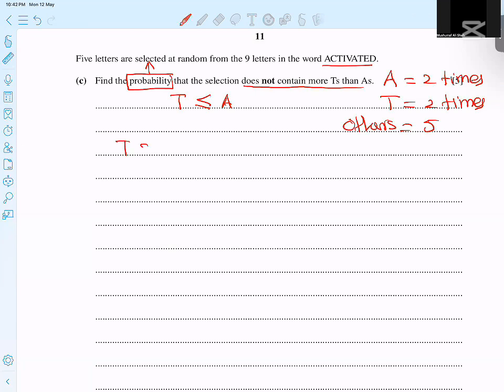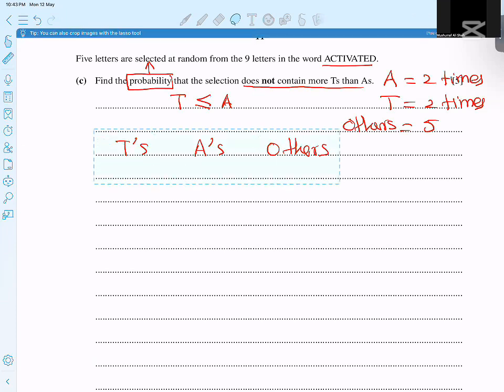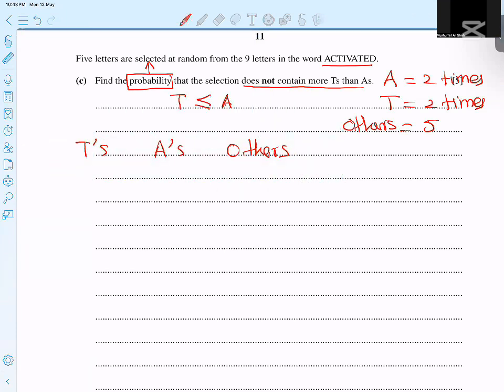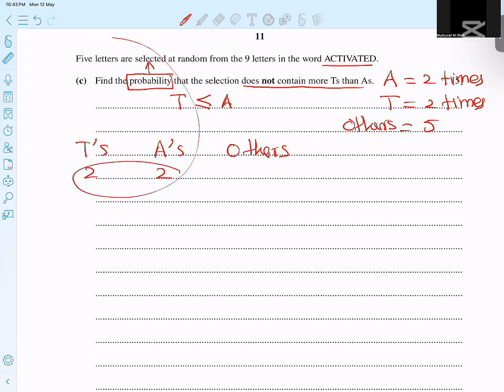So this is T's. Here I'm writing A's, and here I'm writing others. Okay, let's start now. First possibility, if I take the maximum, so 2 T's and 2 A's. Naturally, I'm looking for 5 letters. So 2 T's and 2 A's, which satisfy the question. So I need 1 from others.